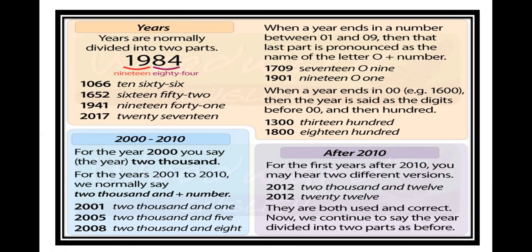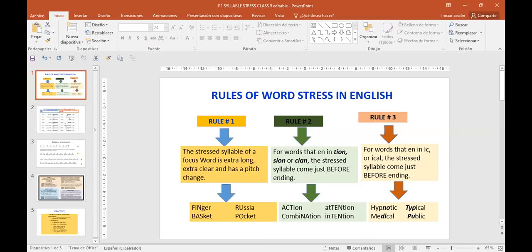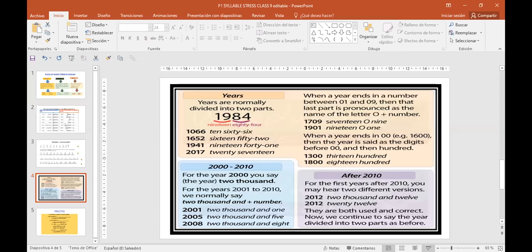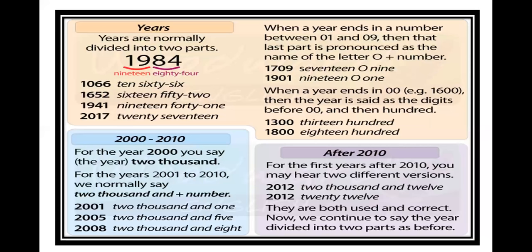Por ejemplo, si yo dijera 1990, ahí estoy diciendo mal, ¿verdad? Entonces tengo que decir bien, 19 90, ¿verdad? Y se entiende, 19 90, ¿verdad? Ok, the other numbers, 1066, vea cómo se dice este año, 10 66, 16 52, 19 41, 2017. Aquí usted puede decir 20 17 o puede decir 2017, ¿ok?